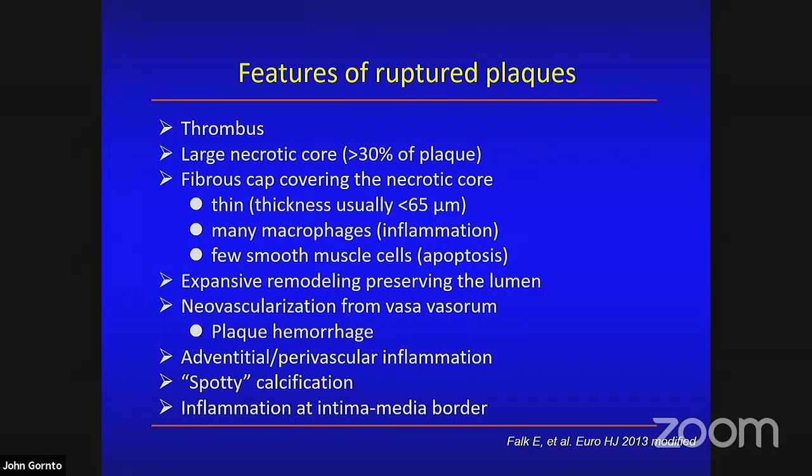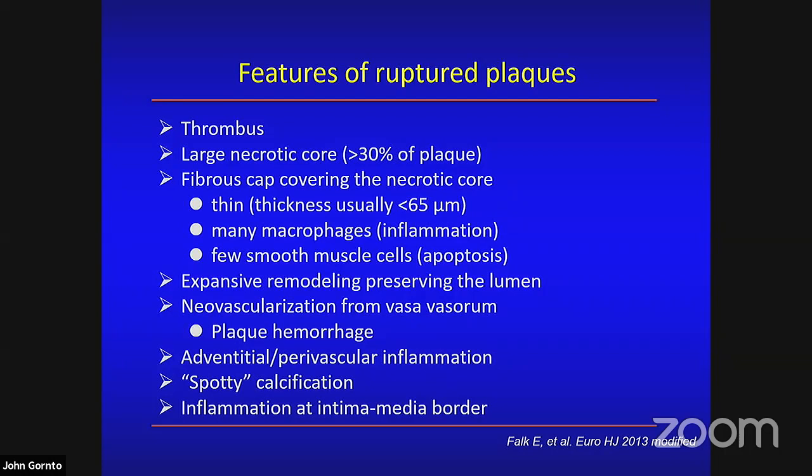As you can see, it has to have a thrombus. It has to have a large necrotic core, at least 30%, a fibrous cap covering less than 65 micron, as I said, many macrophage infiltration, few smooth muscle cells. Expansile remodeling has occurred in such a vessel, and new vascularization occurs. That is, vasa vasorum come into the plaque and therefore it is vascularized. Most of us think that plaque hemorrhage occurs from those vasa vasorum.